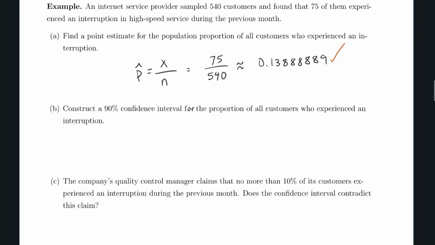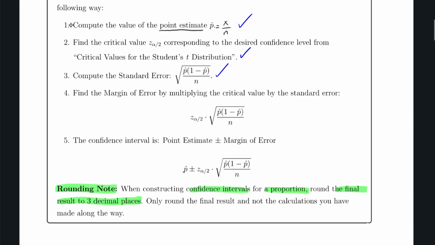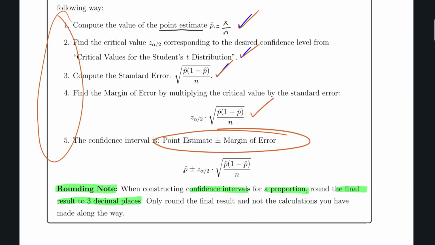So let's begin to find those things in an orderly way. And all of these steps are outlined here in this page of our notes, step by step. What do you need to do? We've already got the point estimate, so next we're going to find the critical value. Then we'll find the standard error. Then we'll find the margin of error. And then our final step is point estimate plus or minus margin of error.